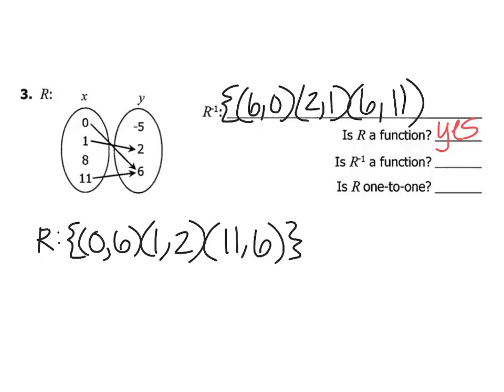Then we want to look at our inverse. Do any of our x values repeat? The answer is yes. We've got 6 repeating. 6 occurs twice as an x value. So no, the inverse is not a function. Therefore, because they're not both functions, the relation is not one-to-one.